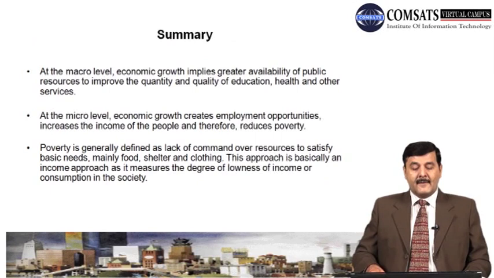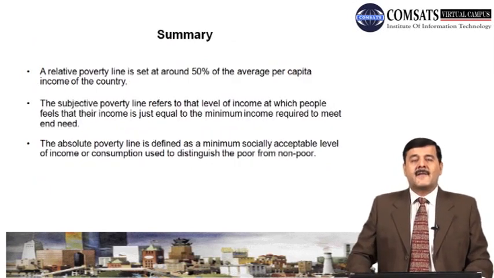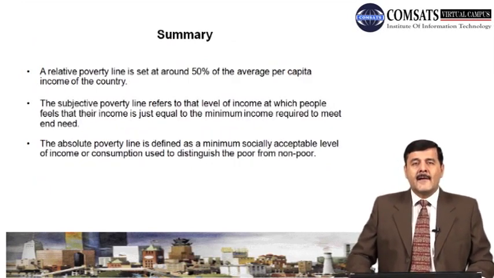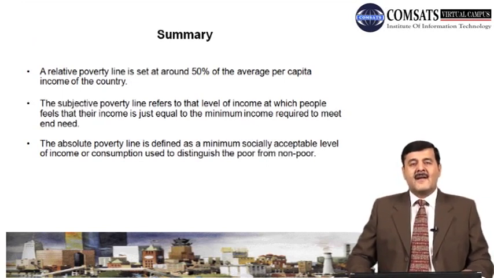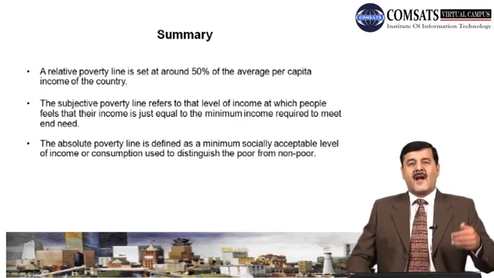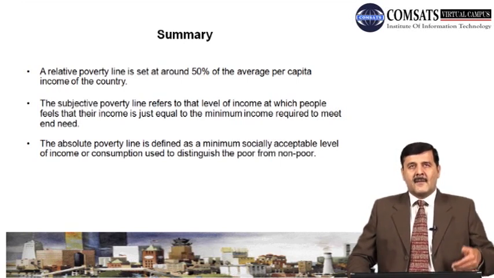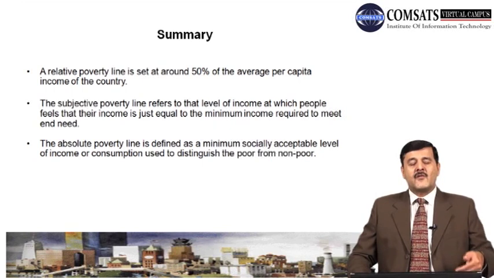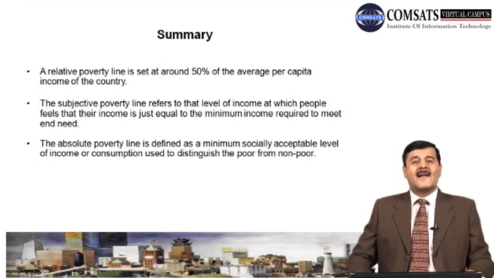After that we talked about the types of poverty. There are different types of poverty in different countries. Like a relative poverty line, which is set around 50% of the average per capita income of the country. Then we talked about subjective poverty. Subjective poverty line refers to that level of income at which people feel that their income is just equal to the minimum required to meet their needs.